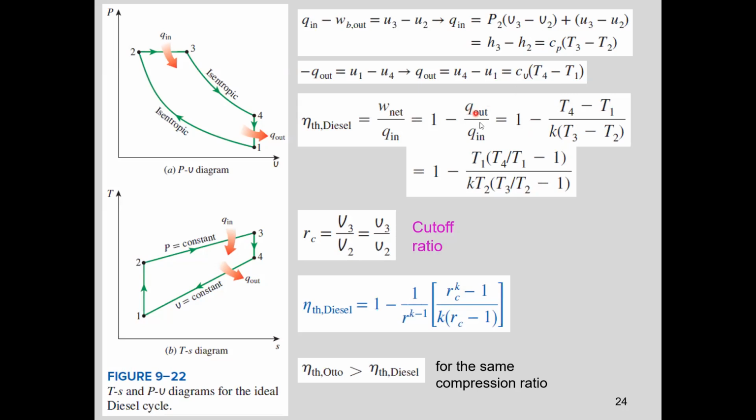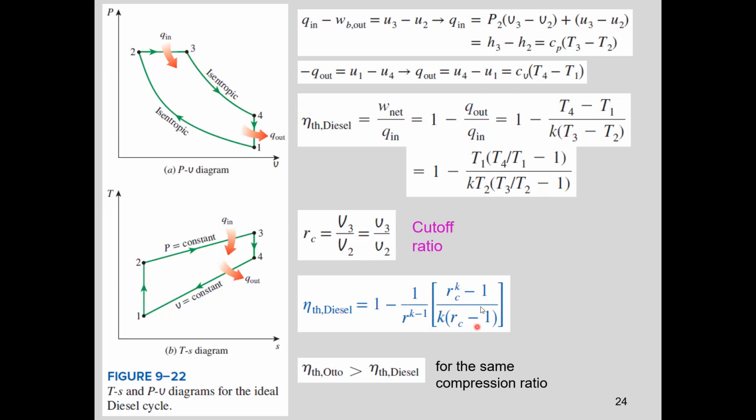So substituting Q out and Q in results here in the thermal efficiency formula and doing some manipulations, we have to make a definition for cutoff ratio, RC, V3 over V2. So the volume ratio, or the specific volume ratio between 3 and 2, is called cutoff ratio. And using this equation, we end up with this relation for the thermal efficiency of diesel cycles.